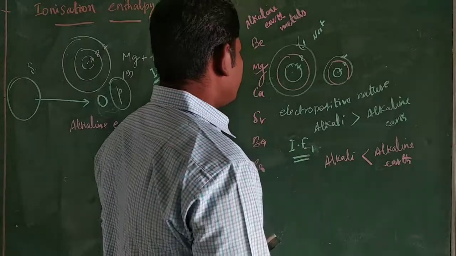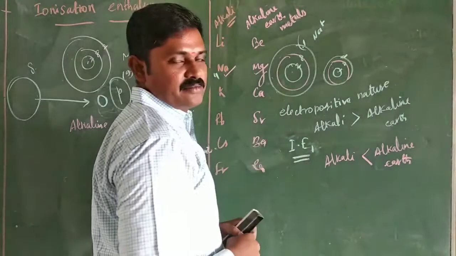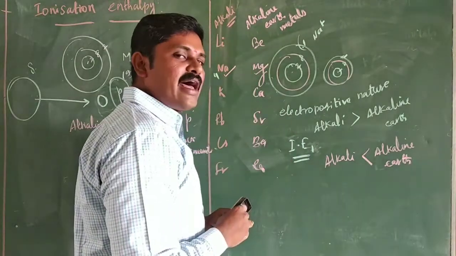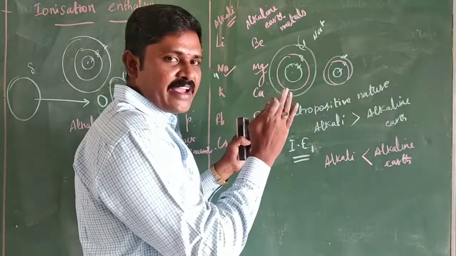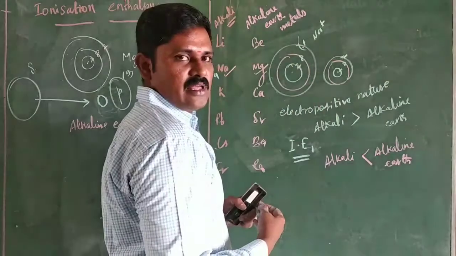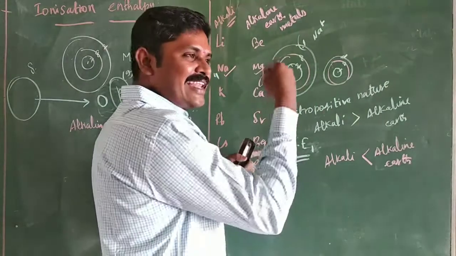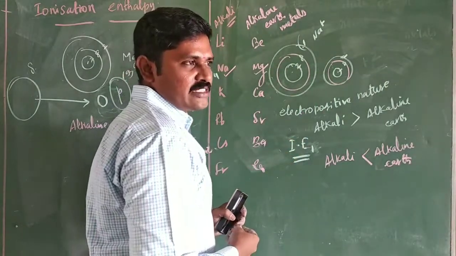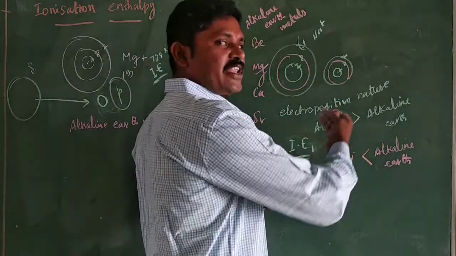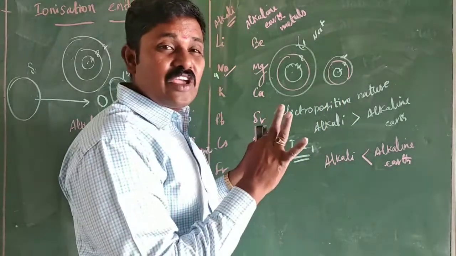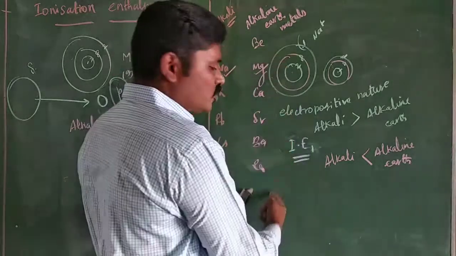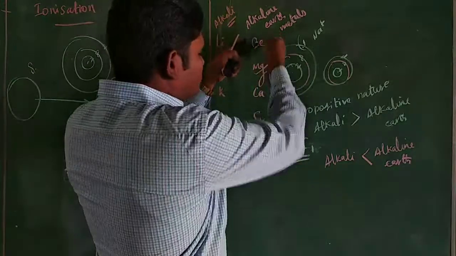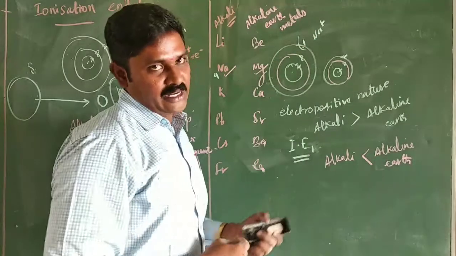From top to bottom, the size increases. The extra electron is added to a new shell, and the number of inner electron shells increases, so the screening effect also increases. The effective nuclear charge decreases. So ionization energy also decreases from top to bottom in alkaline earth metals.